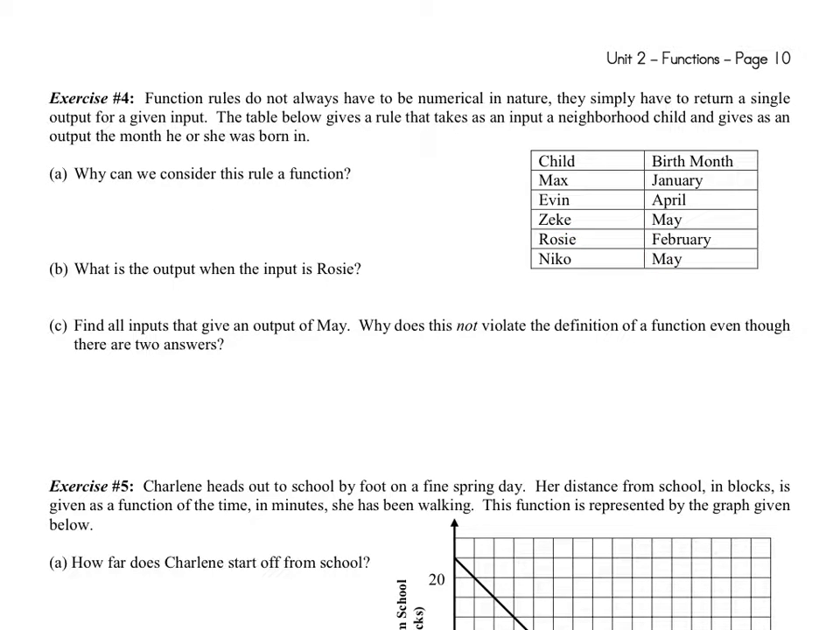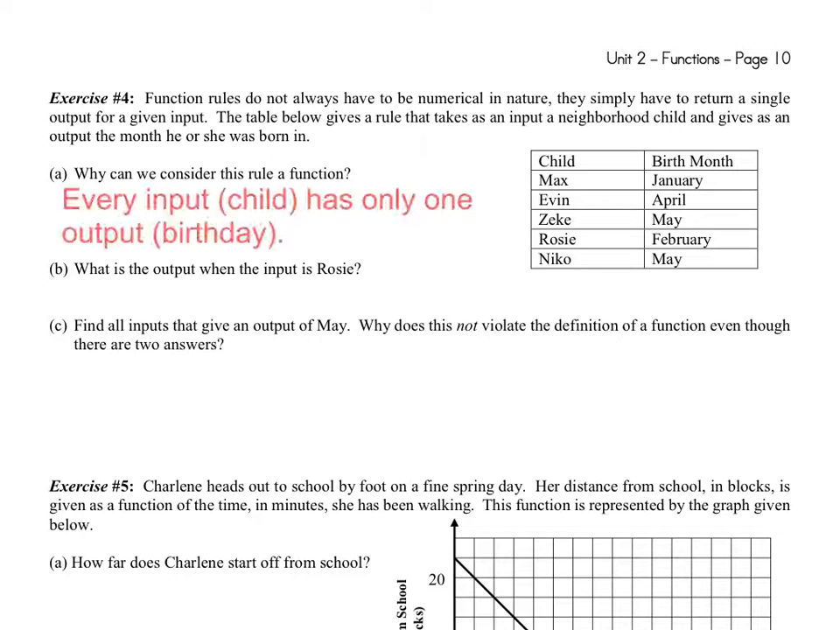And some of you might say, wait a minute, Zeke and Nico, they're breaking the rules. But wait a minute. A rule for a function is what you put in can only have that one out. So it doesn't matter that Zeke and Nico were both born in May. It would be a problem if Zeke was born in both May and February, which we know is impossible. So why is this rule a function? Well, every input has its own output, has only one output.